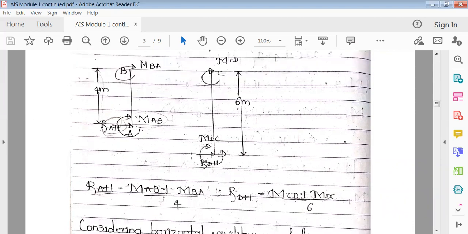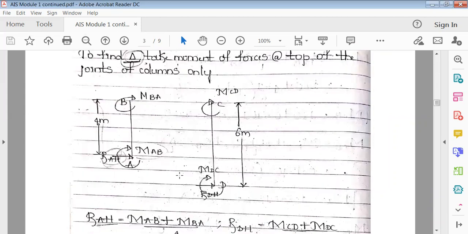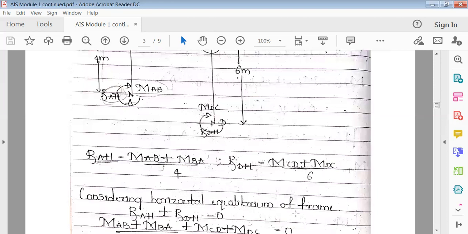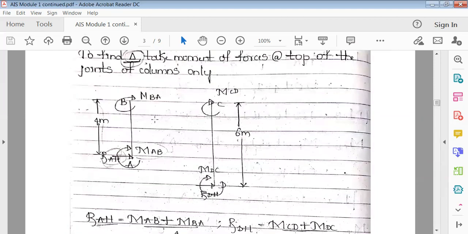Okay, now these are the two unknowns which we have to consider here. Now what I'll do is consider the horizontal equilibrium of the frame. I want to find how much the complete frame is moving horizontally. To do this, consider only the horizontal forces.